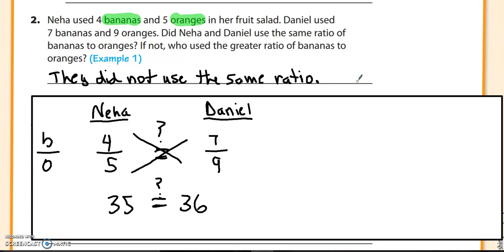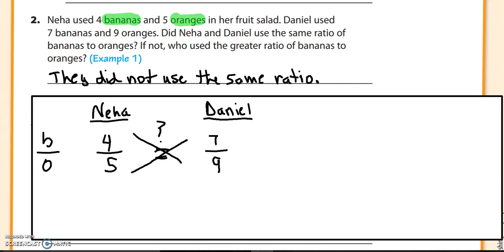Alright, so the second question says, who used the greater ratio of bananas to oranges? And right now I'm not sure I have enough information, so what I'm going to do here is think of a strategy. What could I do to think who used a greater ratio of bananas to oranges? Well, it's kind of like using that table where you want to get the oranges to be the same number. So watch what I do here. This should make a little bit of sense when we're done.